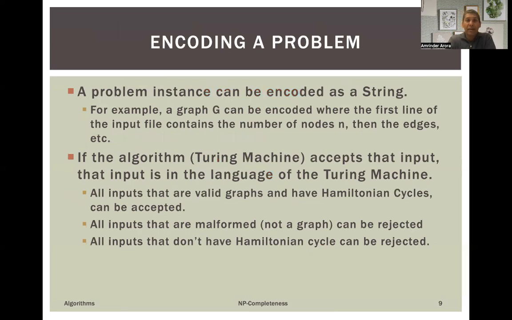So this is the way we can connect problems to languages. A problem instance can be encoded as a string. For example, if you're talking about a graph problem, we can say the graph can be encoded in terms of a string where the first line denotes the set of nodes, the second line denotes this, etc.